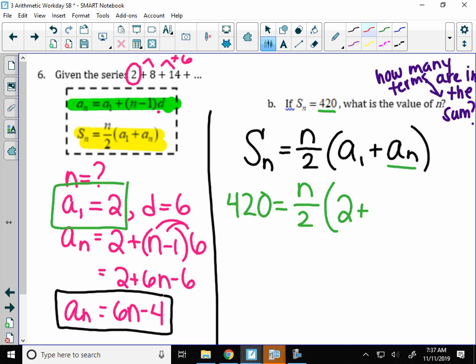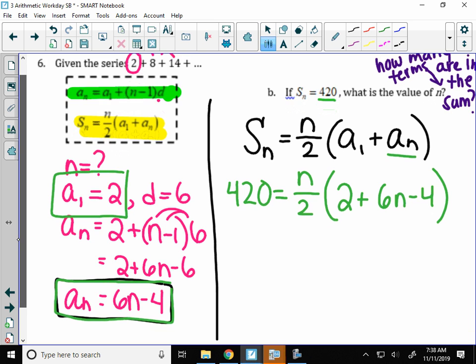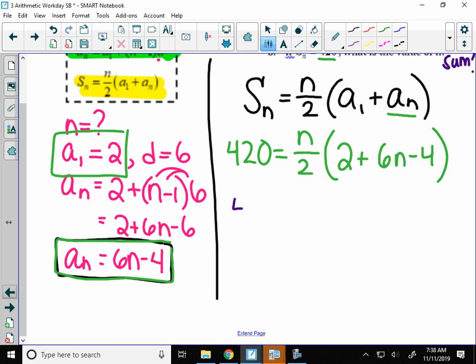And we just found in this little box down here an expression for a sub n, which is 6n minus 4. Now notice, in that green formula, the only thing I don't have is n, and that's a good thing. So now we're going to simplify and solve that expression for n. First thing I'm going to do is simplify inside the parentheses. 420 equals n over 2 times 6n minus 2.